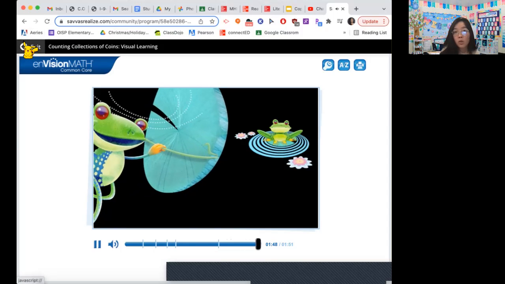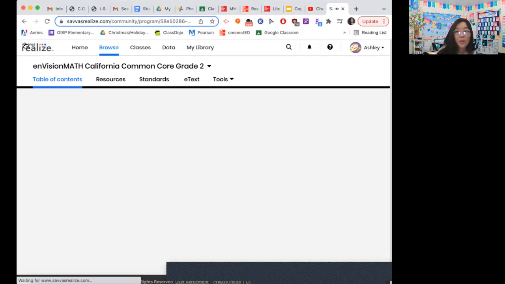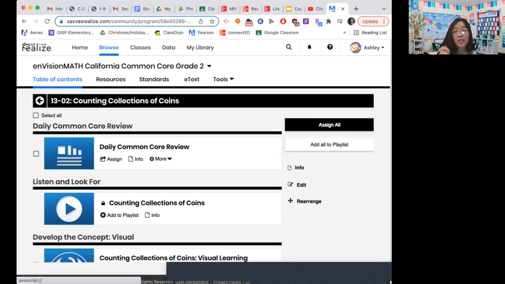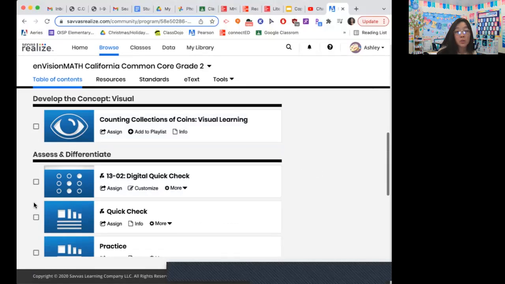Now, there are multiple ways that you can count coins. So whatever way you find the easiest and the most accurate, where you are not making as many mistakes, that is the one I want you guys to do.